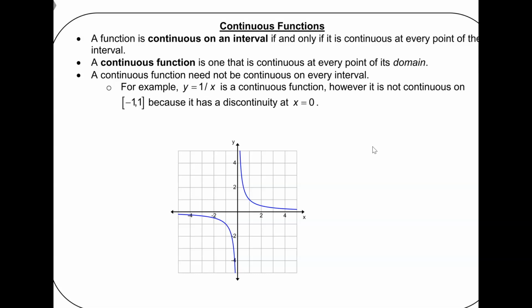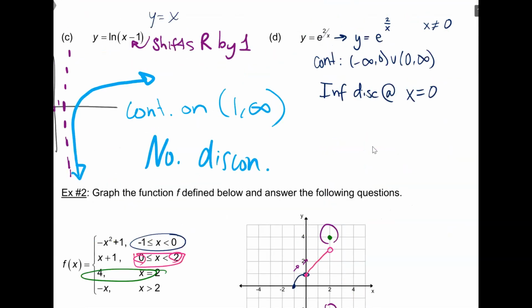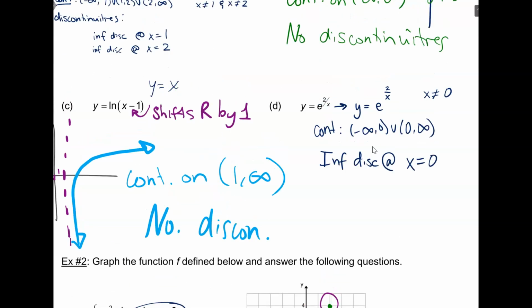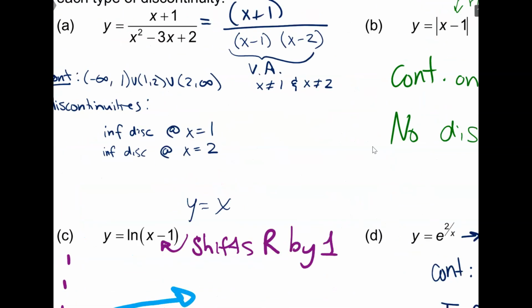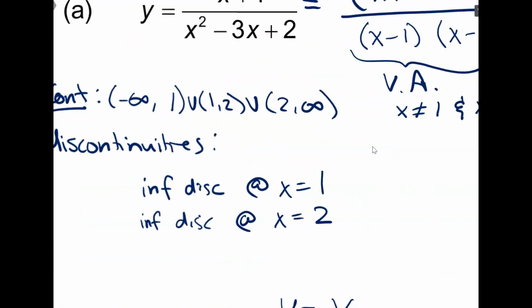Continuous function. A function is continuous on an interval if and only if it's continuous at every point of the interval. Like, duh, that's what we've been doing, right? When I was saying it's continuous from negative infinity to 1, union 1 to 2, union 2 to infinity, when we did this problem earlier, we were implying that every other number, as long as we didn't cut it out, would be continuous.